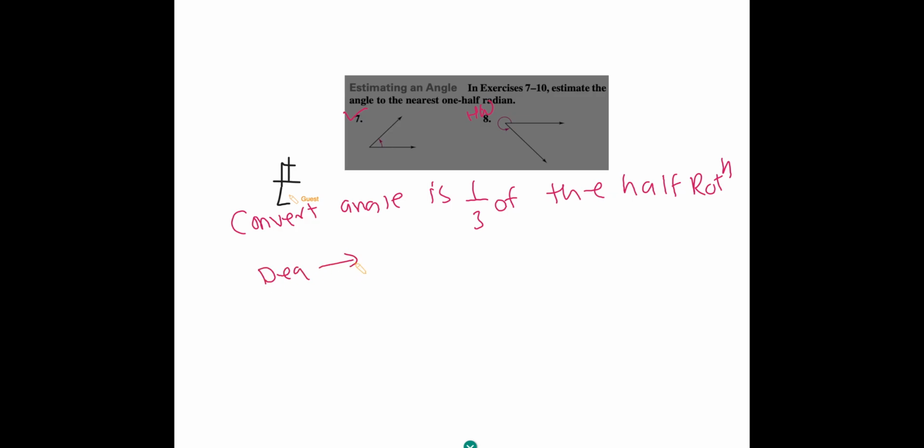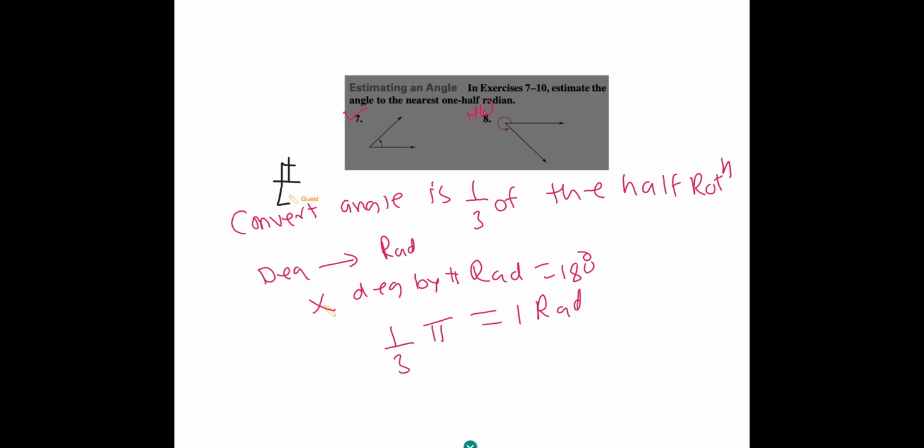To convert, I can explain. The angle is 1/3 of a half rotation. So to convert degrees to radians, we multiply the degrees by pi radian over 180 degrees. So 1/3 of pi, which is about 1 radian. Got it?